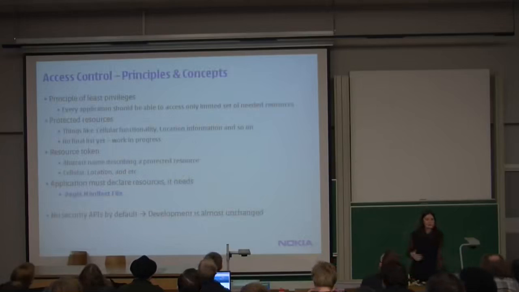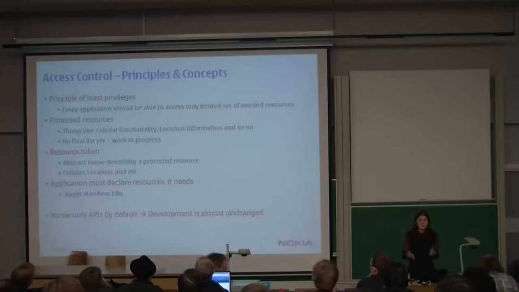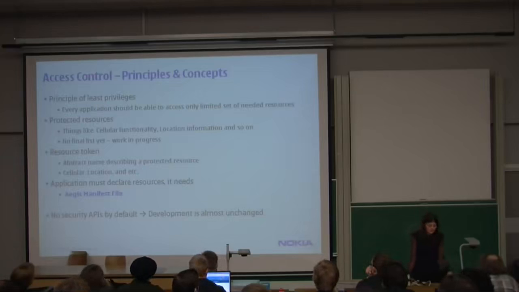So if we start from the beginning, what are the principles and key concepts we are using? The first one is a very obvious principle called the principle of least privilege. It says that every application should be able to access only a limited set of resources which are needed in order to accomplish its intended task. Not any possible task, but its intended task. This is very important in the principle of least privilege. You don't give an application more privileges than it needs in order to perform its function. I think it's a very good and basic principle of many access control frameworks and security frameworks in general.